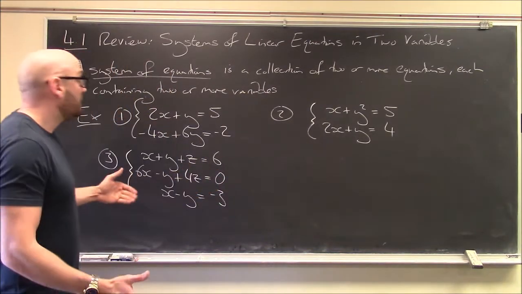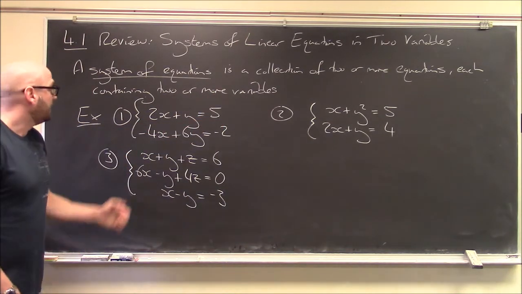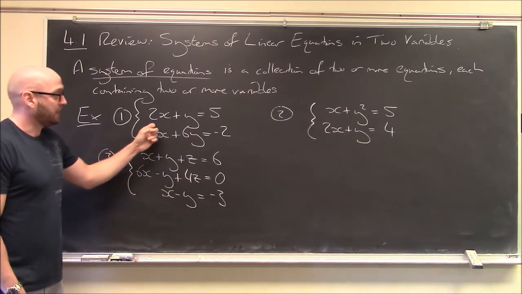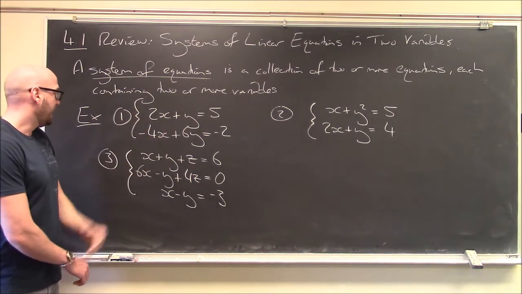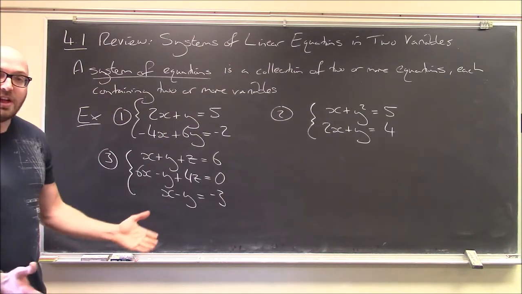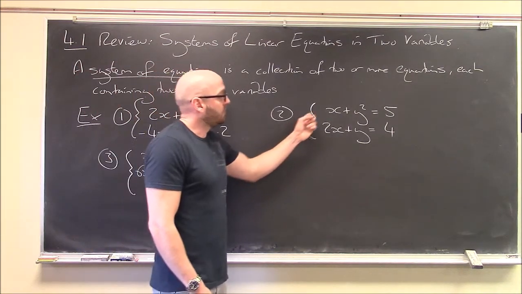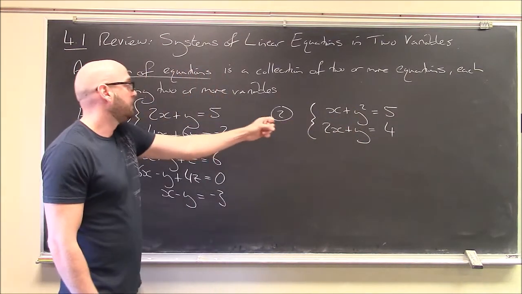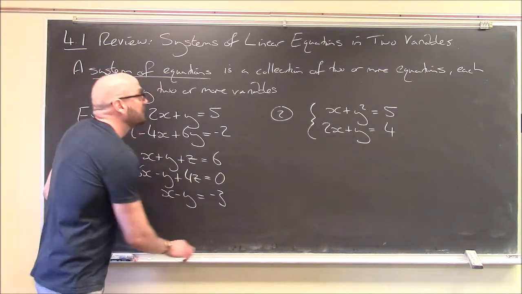A system of equations is just a collection of two or more equations. I've got a couple of examples behind me. Here's example 1. I've got two equations here, 2x plus y equals 5, and minus 4x plus 6y is minus 2. So that's an example of a system of equations. And here's another example. I've got x plus y squared equals 5, and 2x plus y equals 4. That's also a system of equations.